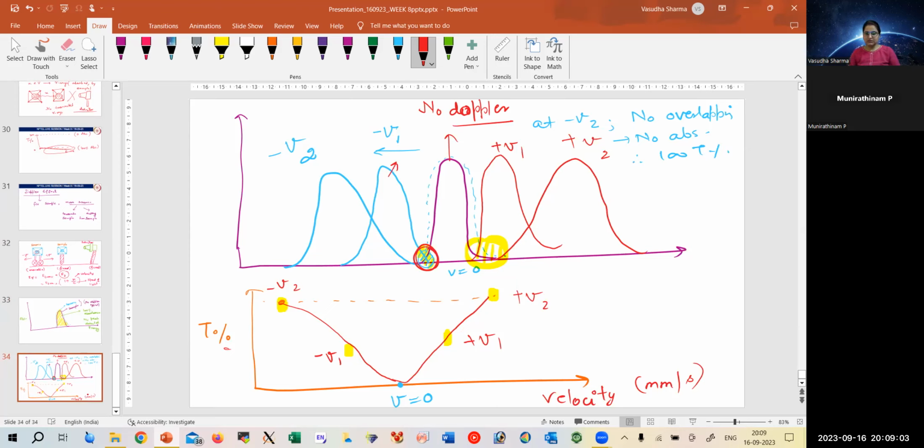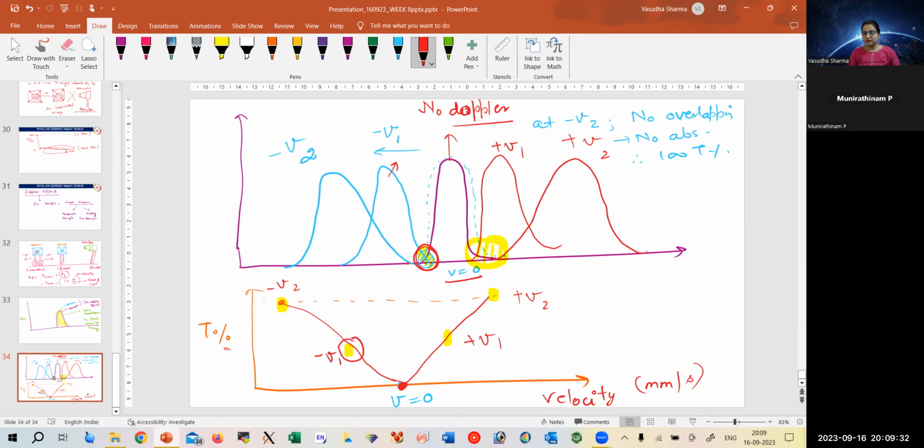So we can consider V equals 0. That means when there is no Doppler effect, there won't be any transmittance because absorbance is maximum. At V equals minus V1, the minus only shows the direction: minus is away from the sample, and plus is towards the sample. So if it is moving away from the sample, it goes as minus V1, and there would be some overlapping, some absorbance and some transmittance.